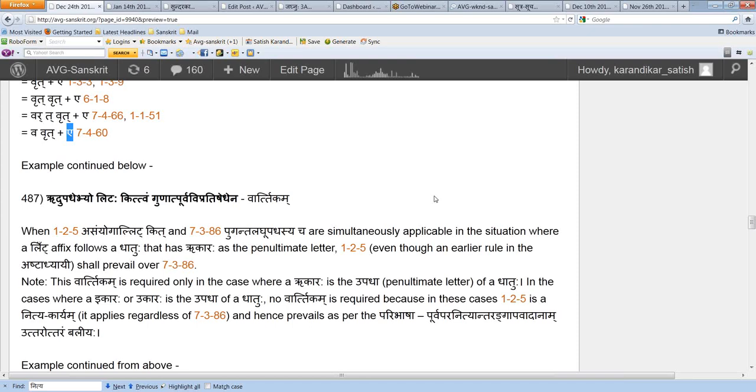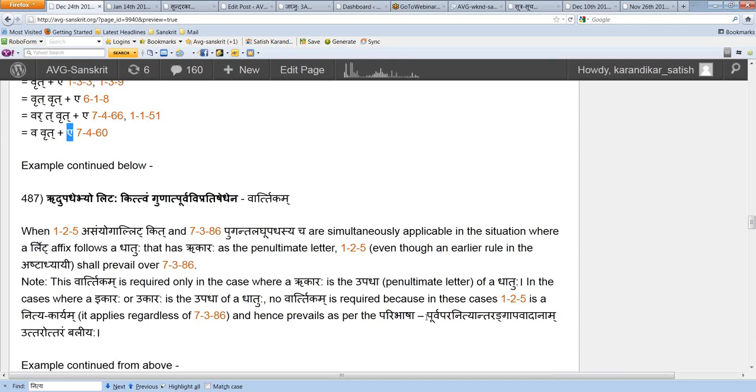Okay, what if we do it the other way? What if we apply asanyoga lit kit first, then the ekara becomes kit, and then by 115 kriticha we will stop puganta laghupatasya. So either way, one will cancel the other. Do you follow that? If we apply 7386, we'll get a sanyogantam angam. Then we cannot apply 125. If we apply 125 first, then 115 will stop 7386. So neither of them is a nitya karyam relative to the other.